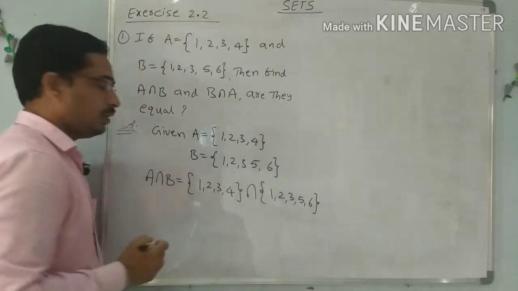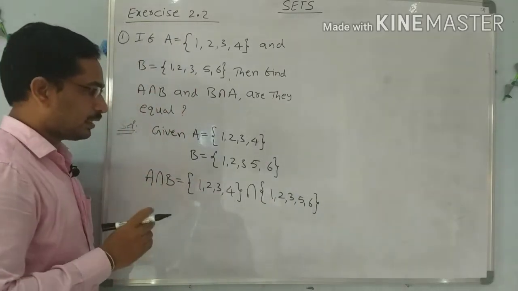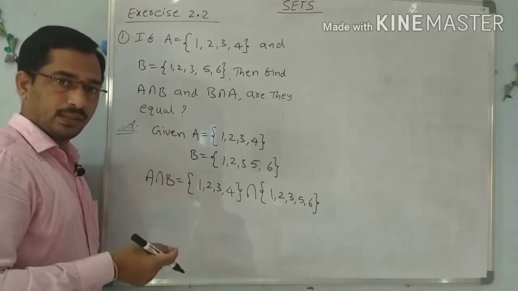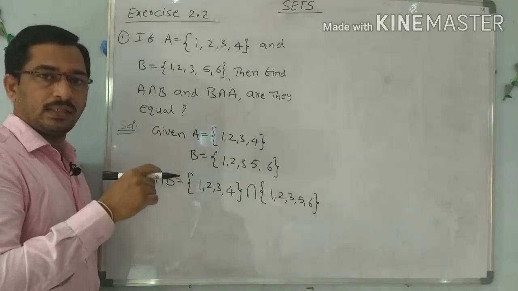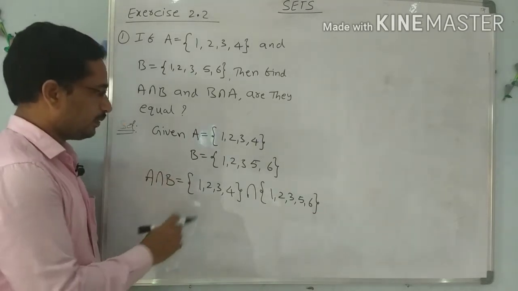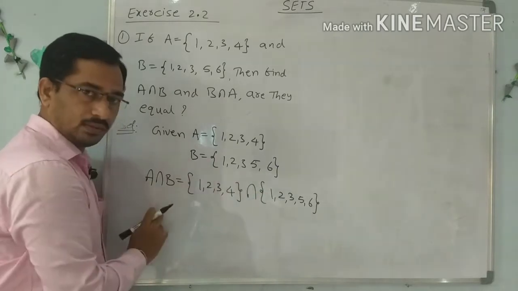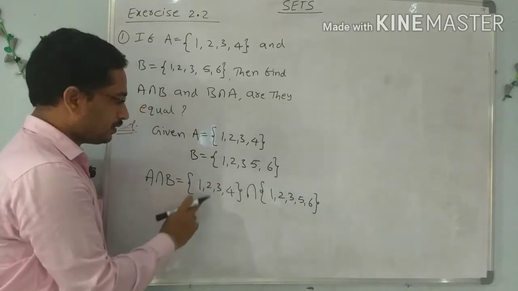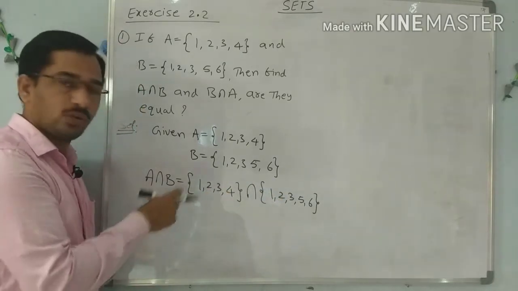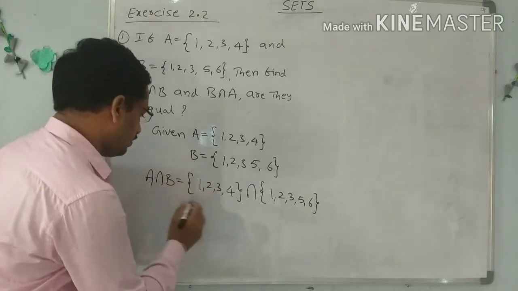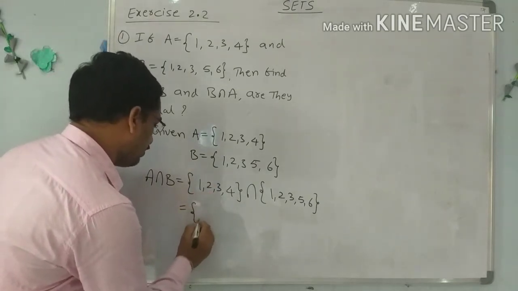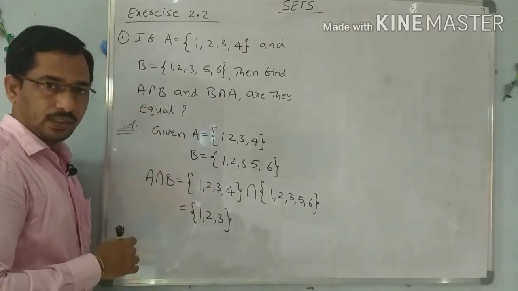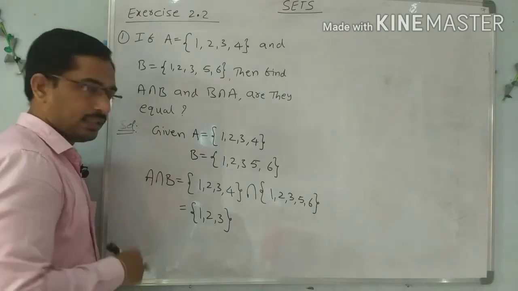Intersection means write the common elements, that is, the elements that lie both in A and in B. The elements which are in A and are in B. So identify that first. See 1 in A, 1 in B also. 2 in A, 2 in B also. 3 in A, 3 in B also. So 1, 2, 3, the three elements that lie both in A and B. So write the common elements 1, 2, 3. Now these are the common elements that lie both in A and B. Then it is in A intersection B.